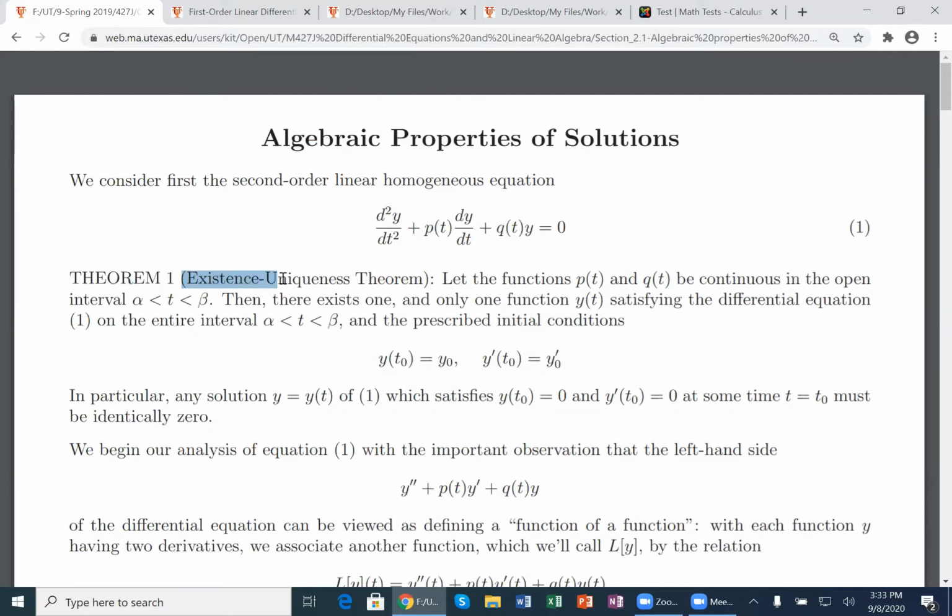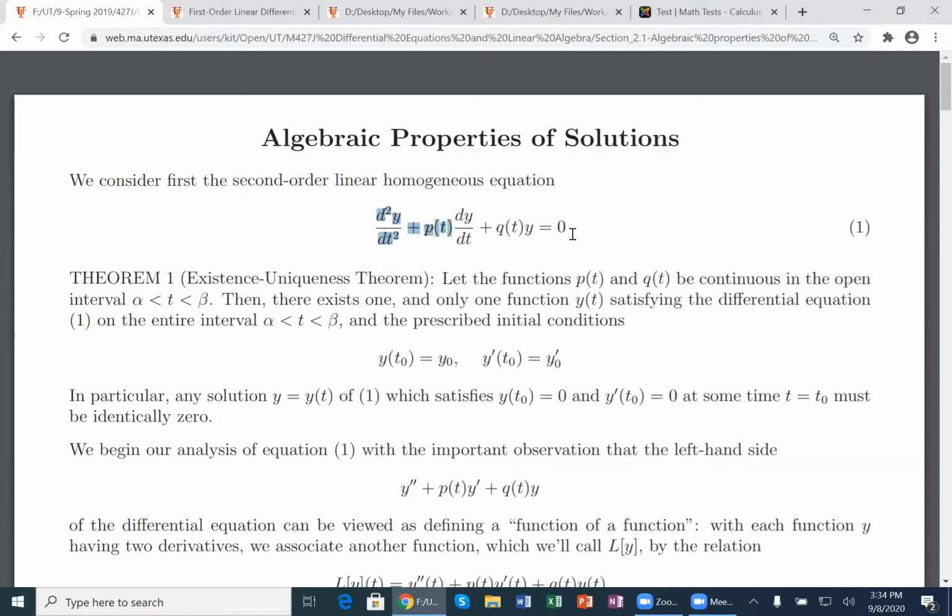This is a so-called existence uniqueness theorem. This theorem says that if P of t and Q of t are continuous functions, then this equation with these two conditions, this initial value problem, has a solution. Moreover, this solution is unique. Here's what we do next. Take a look at what is written once again.